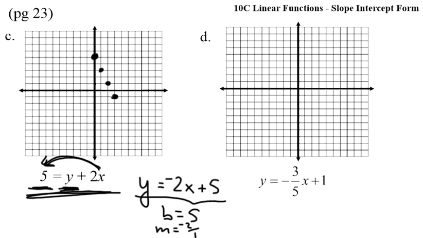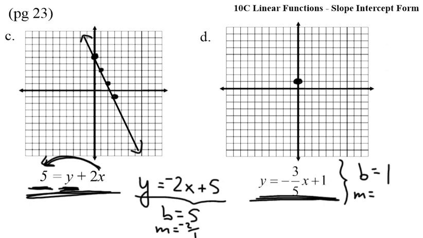And there you go. There's the line to represent that equation. Y is equal to negative 3 over 5x plus 1. Y is isolated. We have slope-intercept. Intercept is 1. Boom. Slope is negative 3 over 5.